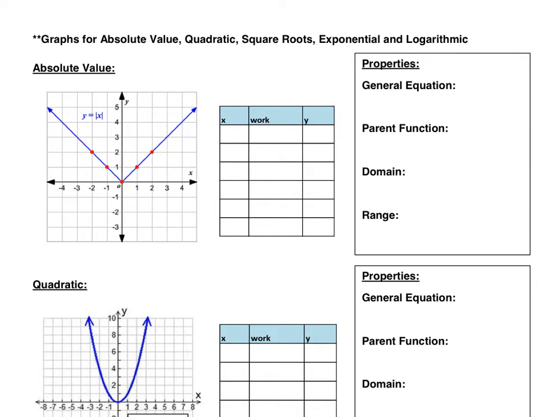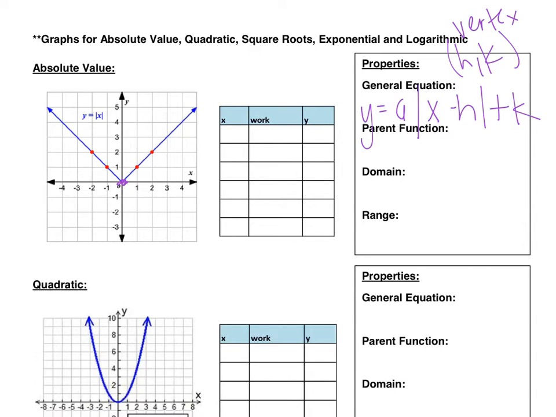Okay, so for absolute value, the general equation is y equals a times the absolute value of x minus h plus k. Okay, where (h, k) is the vertex. So if you look at our graph, this point right here would be the vertex.